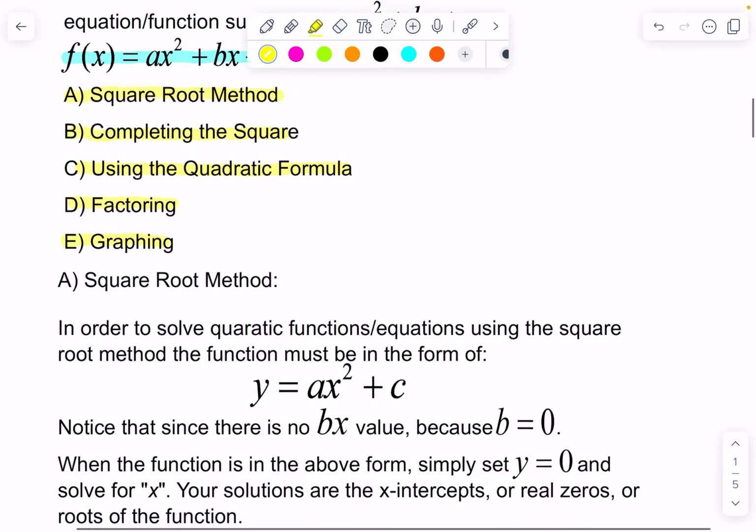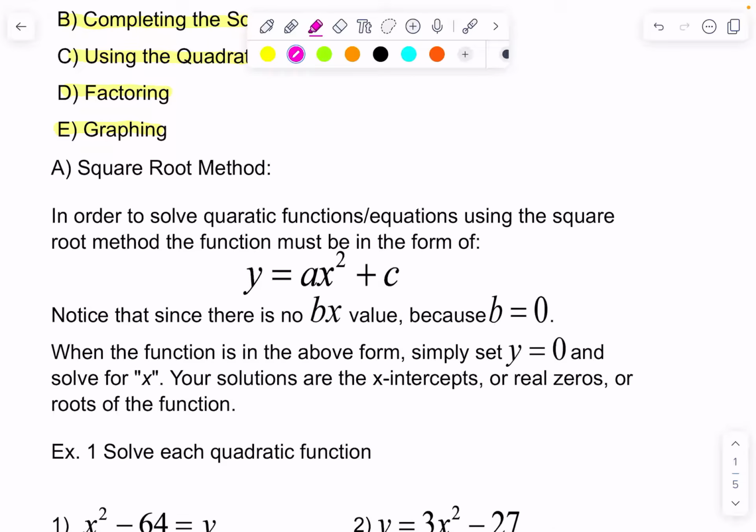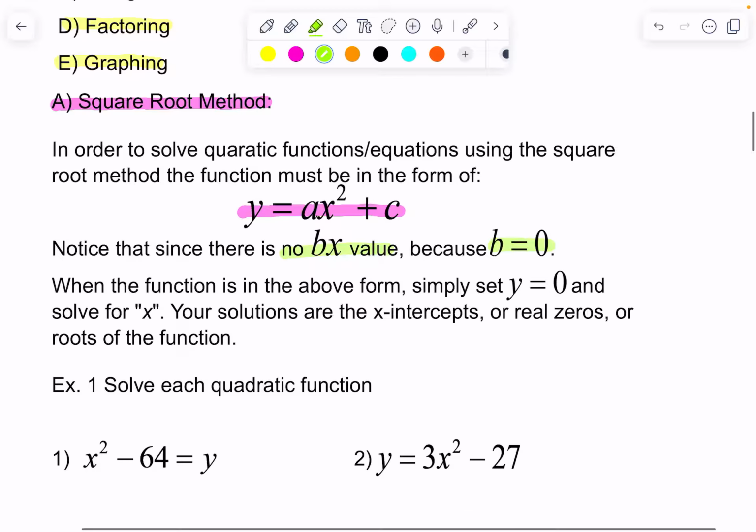So let's talk about what we're going to learn today. First thing we're going to talk about is the square root method. In order to solve quadratic functions or equations using the square root method, the function must be in the form of y equals ax squared plus c. Please notice that there is no bx value, because b equals 0. So that's why we're left with ax squared plus c, okay?